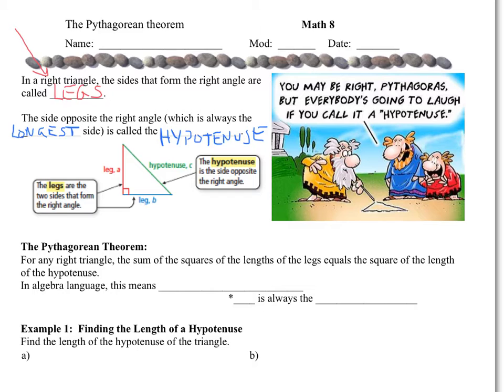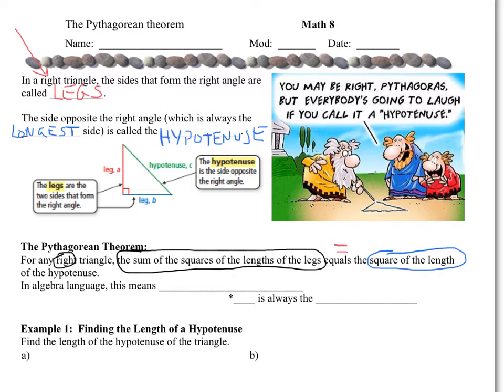So here's the Pythagorean theorem. For any right triangle, and again, it's important that we recognize right triangle, the sum of the squares of the length of the legs. So we know sum means to add. Squares means that I'm going to take each leg and square them and then add them together. We know that equals tells us the equal sign. So the sum of the squares of the lengths of the legs is one side of our equation. The square of the length of the hypotenuse is the other side. That would be the C, or the longer side.